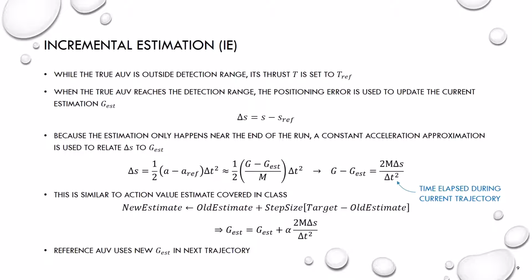This is similar to action value estimates, where the new estimate is computed by adding the error between the target and the old estimate to the old estimate. The reference model uses these new estimates for the new trajectories, and every time the new estimate is computed, the reference model becomes closer and closer to the true model.